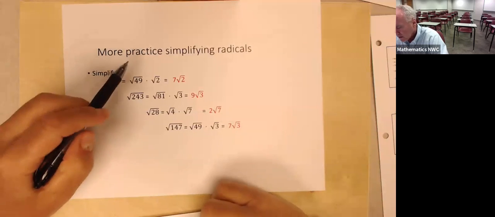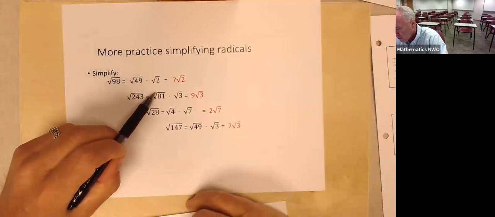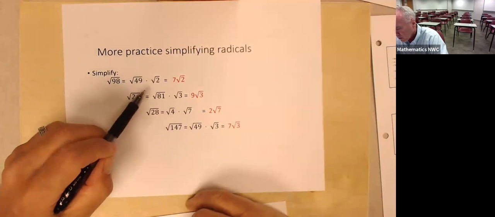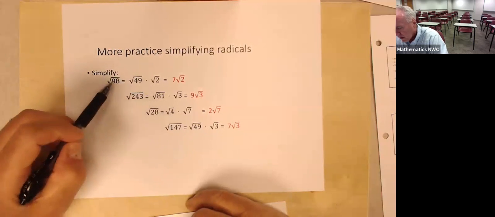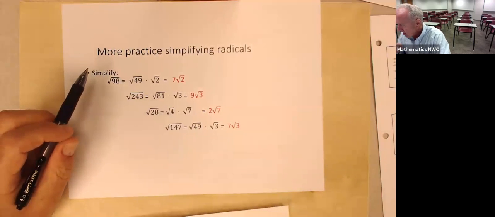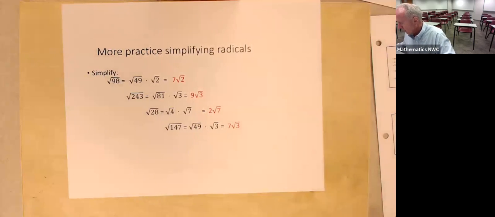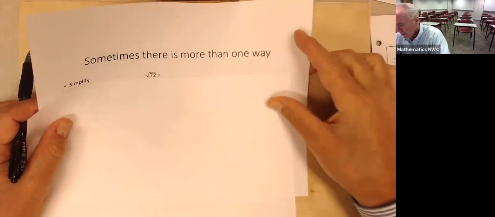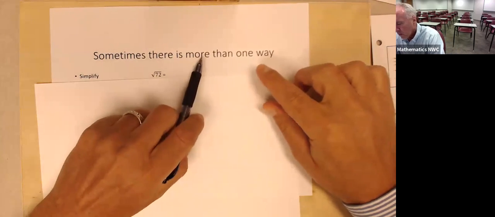The key is always, again, thinking about these perfect squares. Which one of those will happen to go into the argument that we began by? That's what we're looking to do every time. Sometimes, however, there's more than one way to do it.